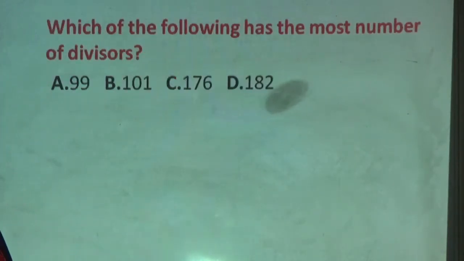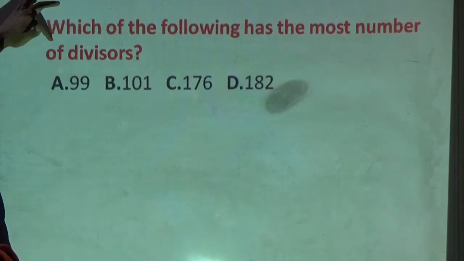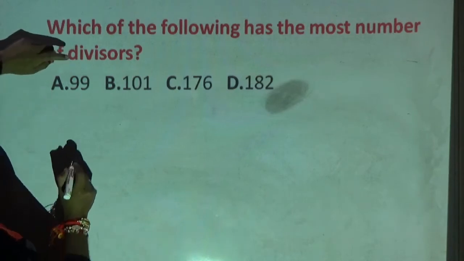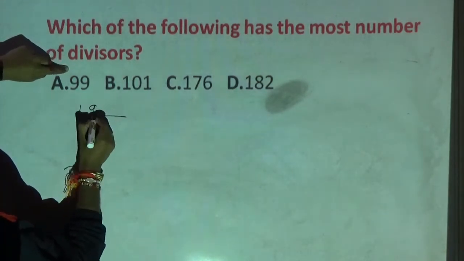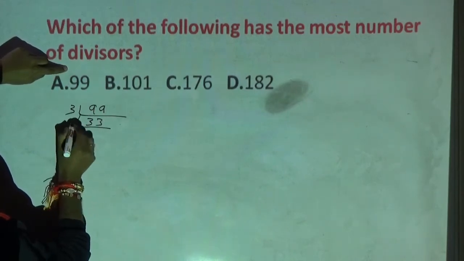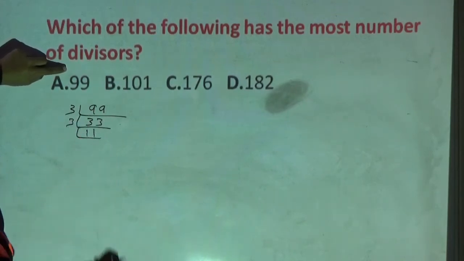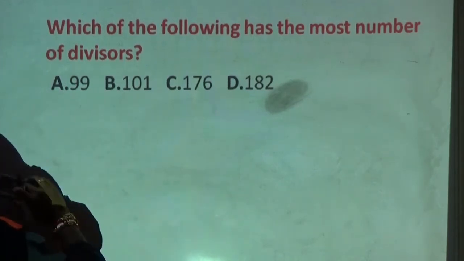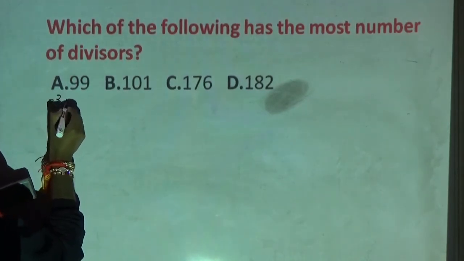Now, next question. Which of the following has the most number of divisors? See, I will explain now. So I will take the first option, 99. Okay, from which I can divide 3, 3 times, 3 1s are 3. So this can be written as 3 into 3 into 11. This is nothing but 3 square into 11.